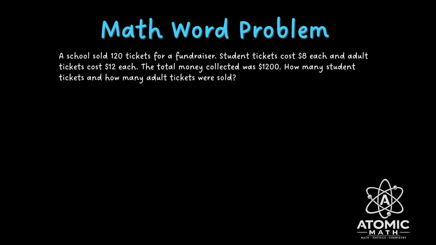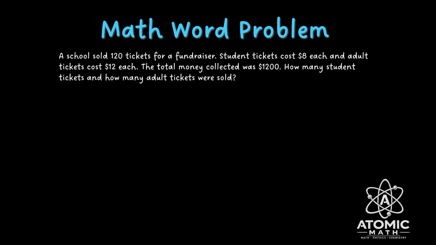A school sold 120 tickets for a fundraiser. Student tickets cost $8 each, and adult tickets cost $12 each. The total amount of money collected was $1,200. So how many student tickets and how many adult tickets were sold?